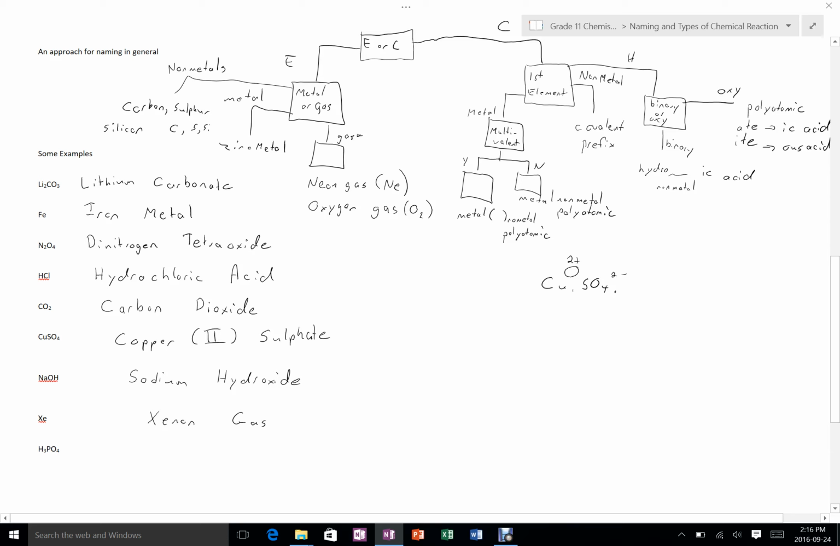And finally, H3PO4, compound. First element is hydrogen, and that is an oxyacid. And so we're stuck going down here. The corresponding polyatomic is phosphate. So the ATE changes to IC acid, so this is phosphoric acid. So that's it. That's all we need to do for naming, and that's lots of stuff to practice.